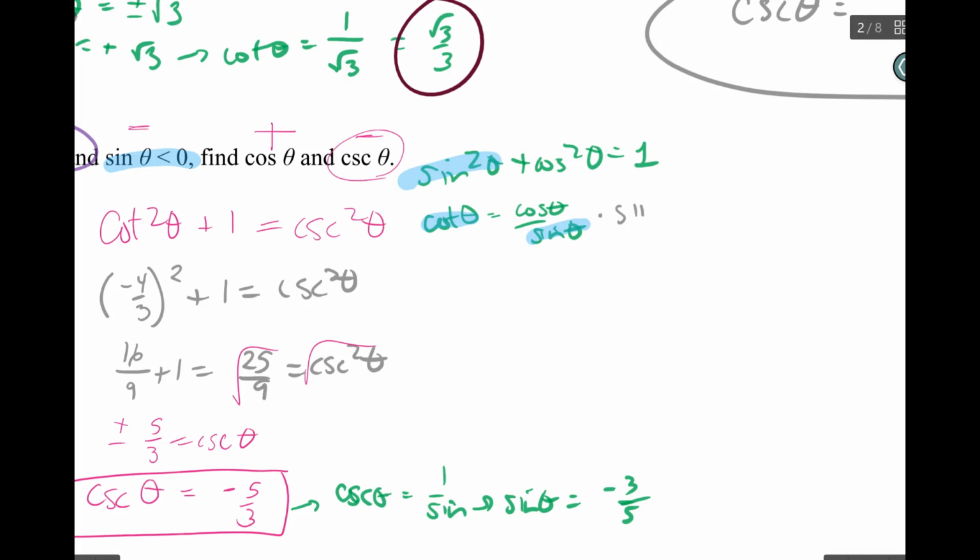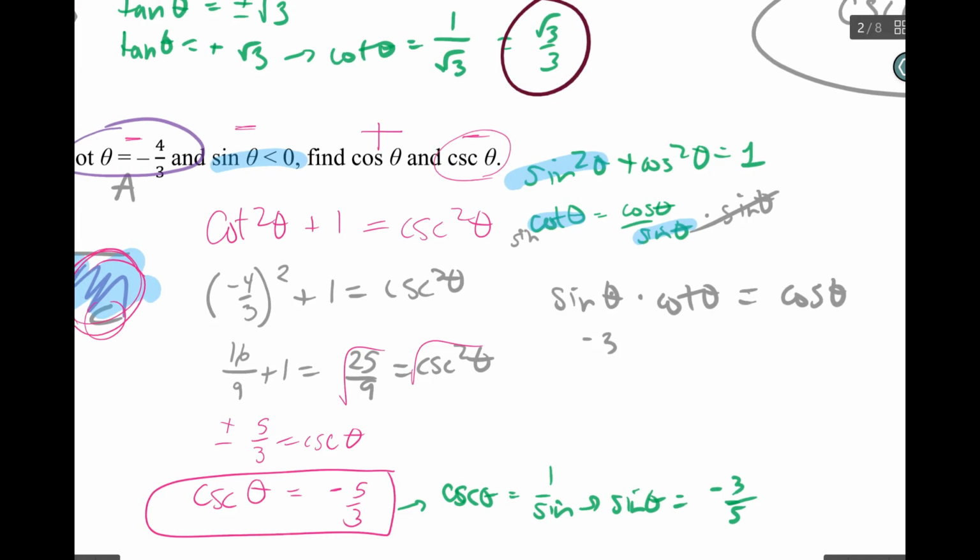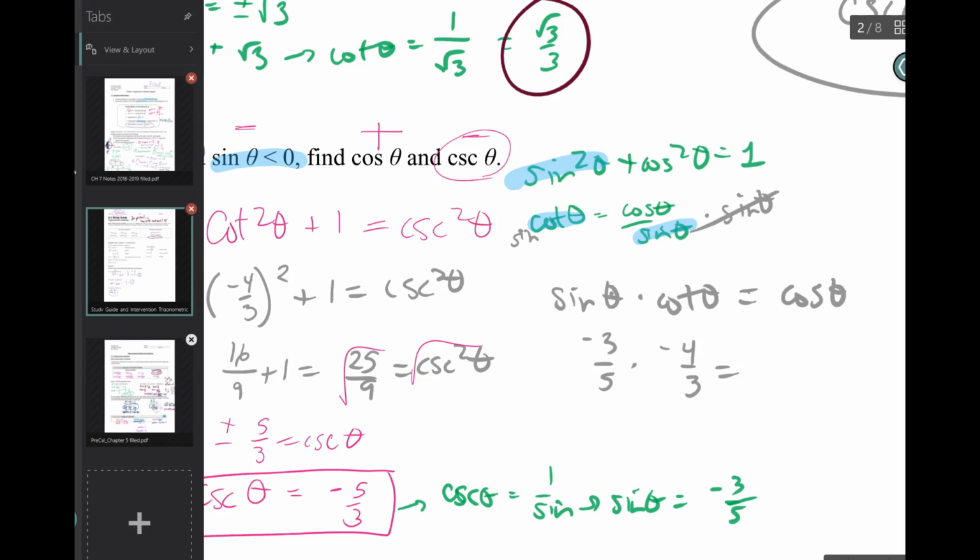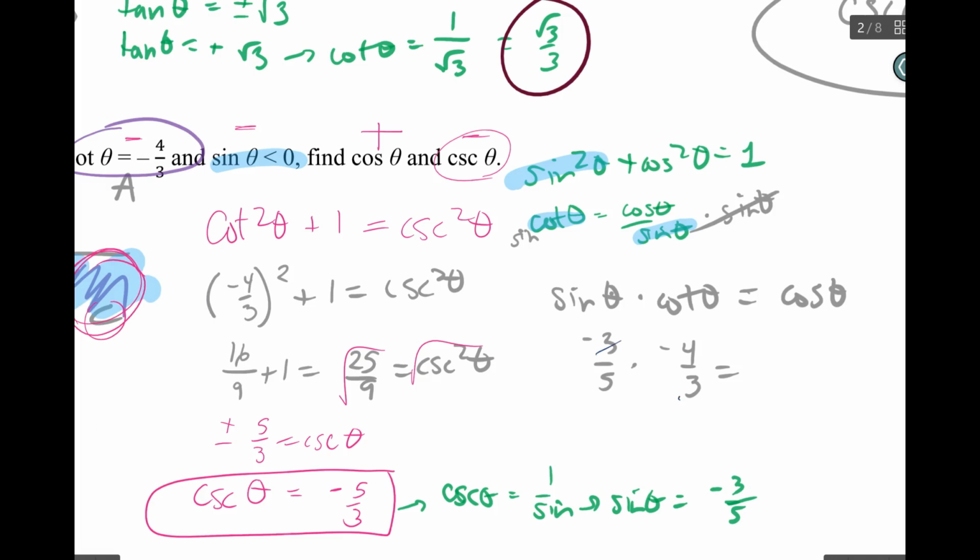I'm going to go with the bottom way, just so it's something different. So to get cosine by itself, multiply by sine on both sides. So I'll do sine of theta times cotangent of theta. And that will equal cosine theta. So sine is negative 3/5. Multiply cotangent, negative 4/3. So cosine is going to be, well, I see that I have a 3 and a 3. These negatives cancel out, so I'll have 4/5 is cosine of theta.